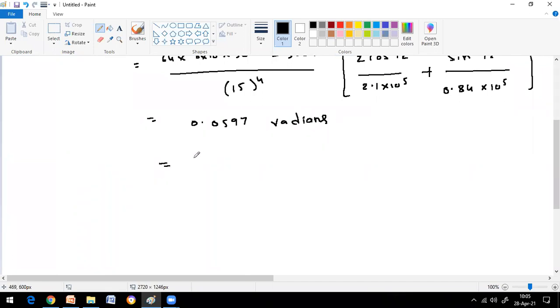Nothing but 0.059 radians into, what is the angle? 3 degrees 21 minutes. How to convert radians into angle? Multiply by 180 by pi.